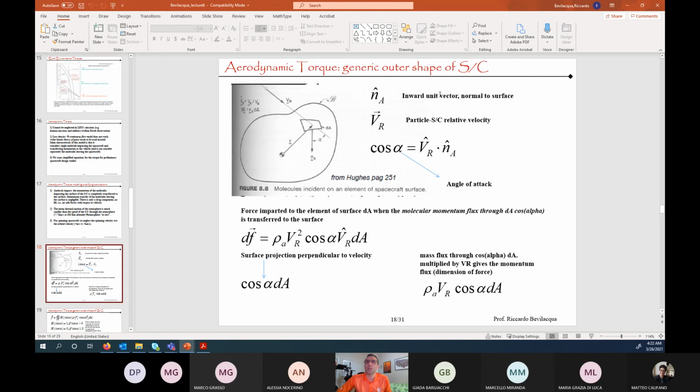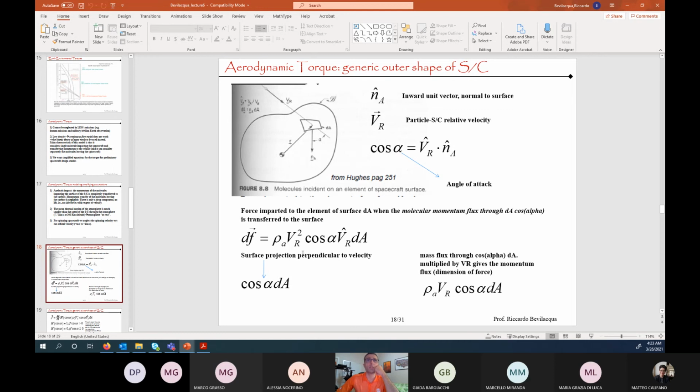Then we have this NA, which is a unit vector normal to the infinitesimal surface pointing inside the spacecraft, and then we call cosine of alpha, where alpha is the angle of attack between the surface and the relative velocity, so it's the dot product of Vr and NA. So the force that is applied to that dA surface due to the transfer of momentum from the particles would be the density of the atmosphere, Vr squared, cosine of alpha, dA, in the direction of Vr.